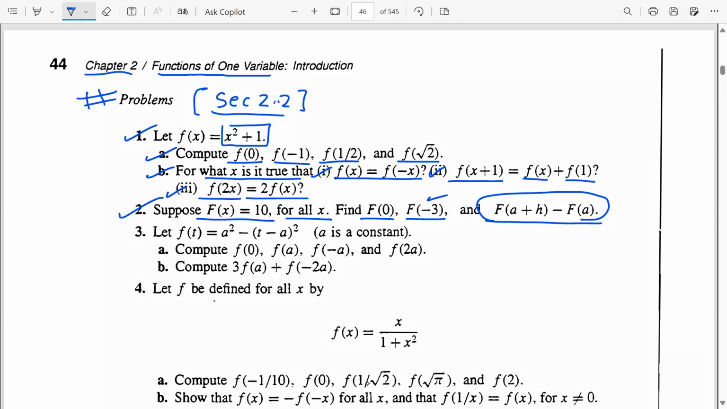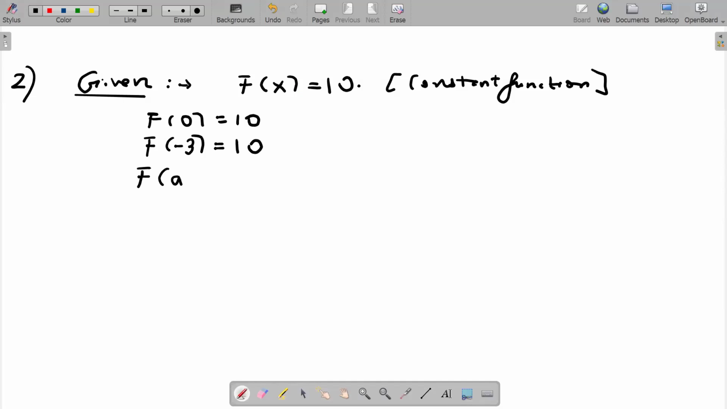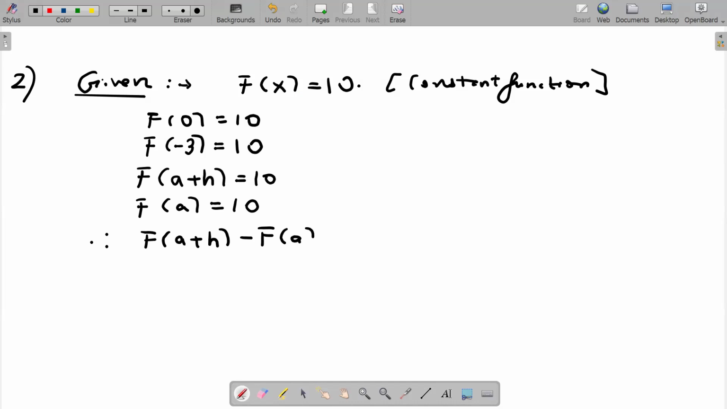Why? Because see, f of a plus h is 10 because it's a constant function. F of a is also 10. So I can say therefore f of a plus h minus f of a will be 10 minus 10, which is 0.